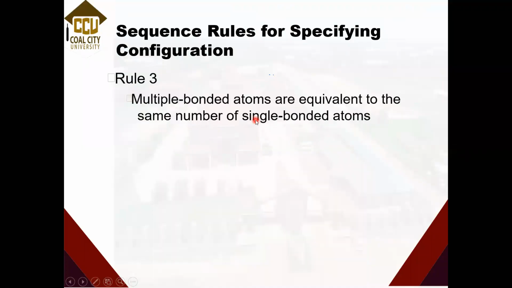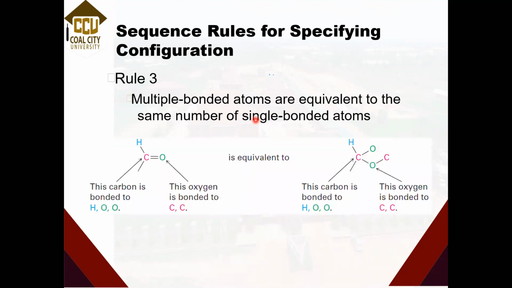Rule number 3: multiple bonded atoms are equivalent to the same number of single bonded atoms. What does this mean? It means even if I have multiple bonds, the atoms are still equivalent to the same number of single bonded atoms. So for instance, this carbon is bonded to hydrogen and oxygen. You can see it is doubly bonded to oxygen. So this oxygen is bonded to 2 carbons. You can see because of the double bond, it's bonded to this carbon once, and bonded to the same carbon again. So we say it is carbon-carbon.